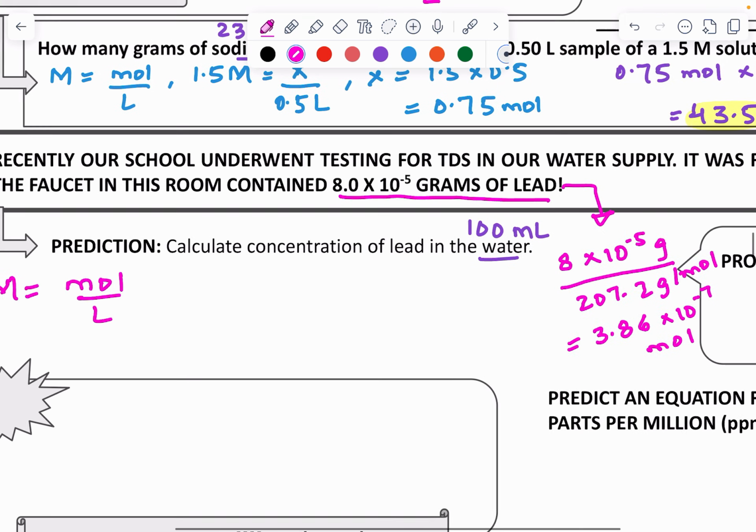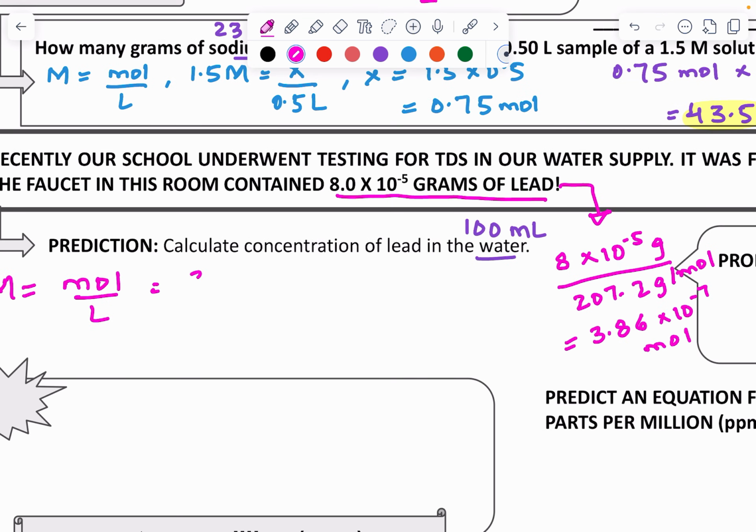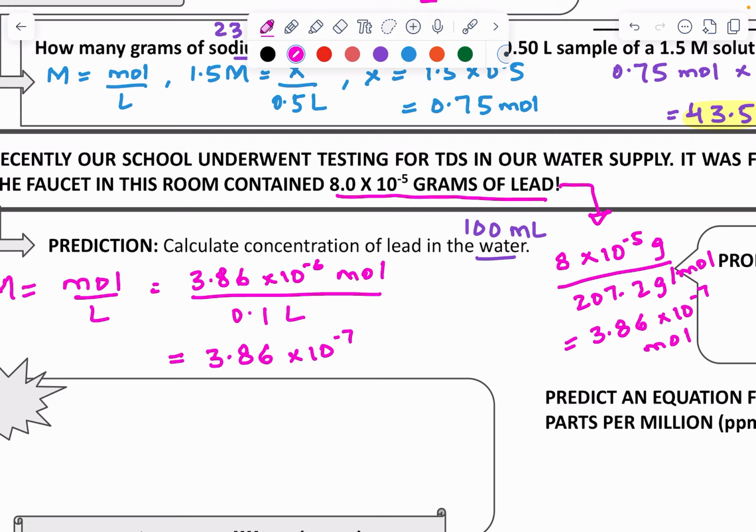So now if I plug this in my molarity equation, 3.86 times 10 to the power of negative 7, and then I divide that by liters. 100 milliliter is equal to 0.1 liters. That gives me 3.86 times 10 to the power of negative 6 molar solution of water that has lead.